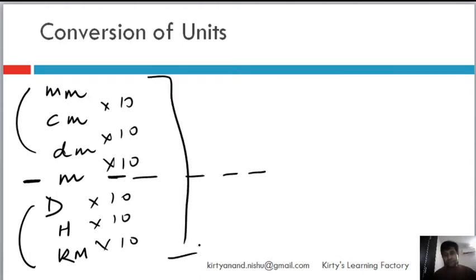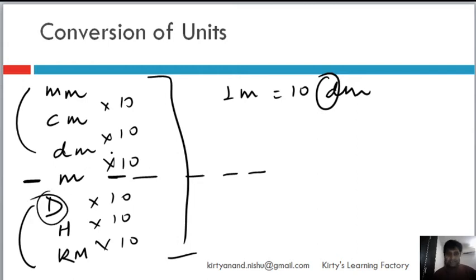And then you can do the calculations like, yeah, so let's start with meter. 1 meter is equal to 10 decimeter. Okay, the difference between decimeter and decameter is that for decimeter, d is small, and for decameter, D is capital. So if Dm is written, then understand it's decameter. If small d is written, then decimeter.